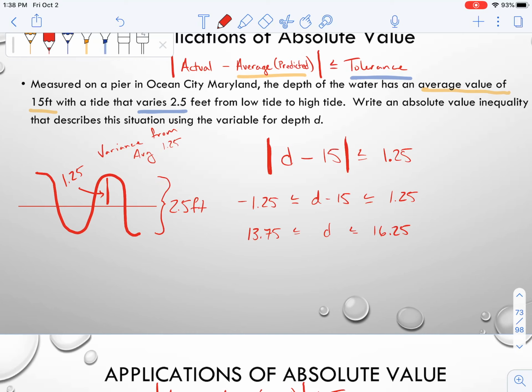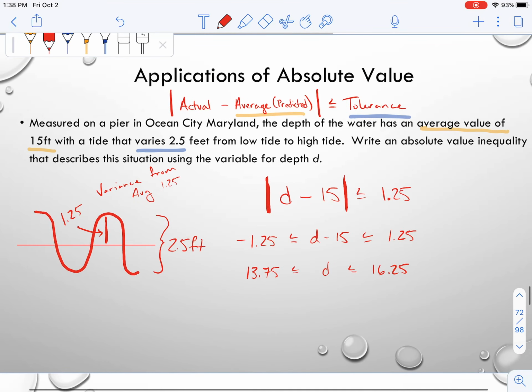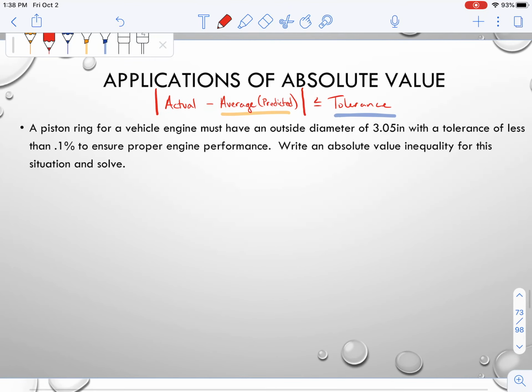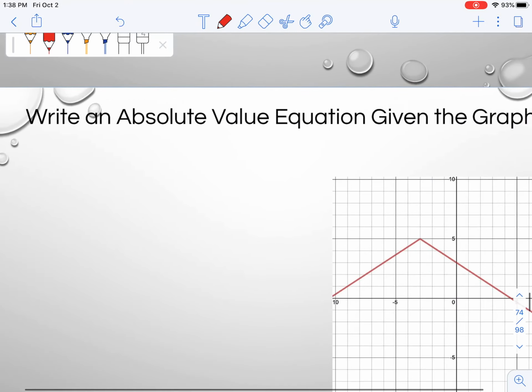And I've realized I never actually put the instructions to solve it up here in this first application like I did in the second. So for the second one, for the engine piston, I want you guys to go through and try to write an absolute value inequality, and I don't want you to try and solve it. And we'll go over this tomorrow when we are in class.